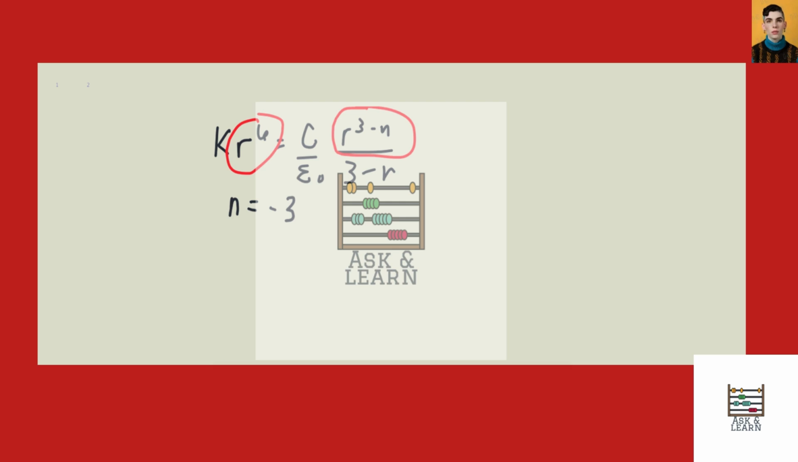And then the coefficients have to be the same too, so we can say that c equals epsilon naught times 3 minus n. And then we said n was -3, so then c is equal to 6 epsilon naught. And therefore, the total charge density is 6 epsilon naught times r to the -3rd.